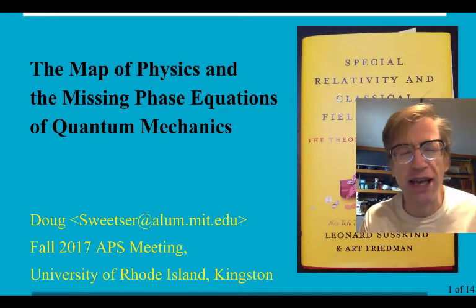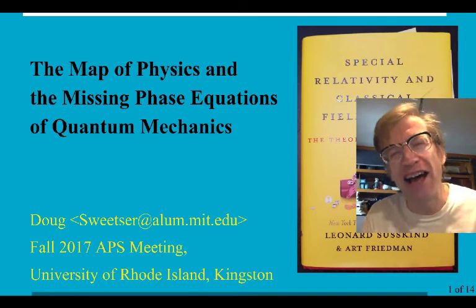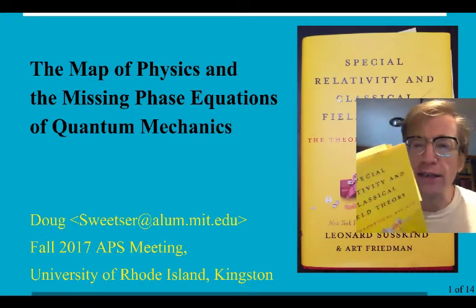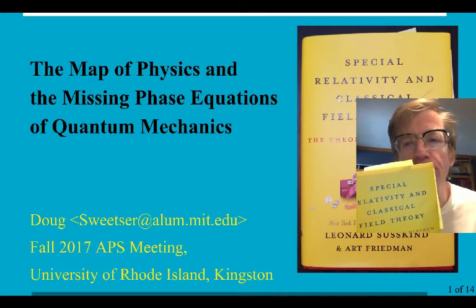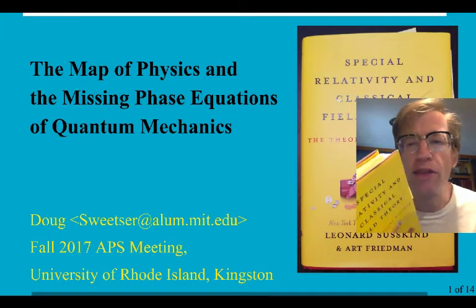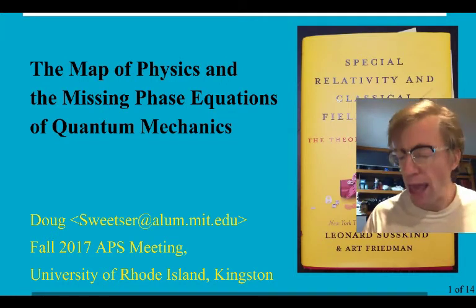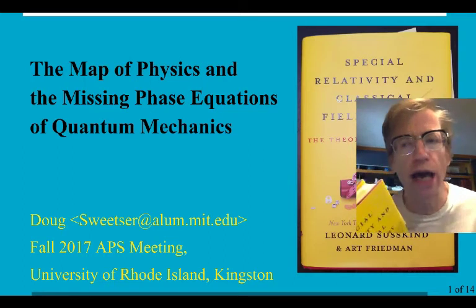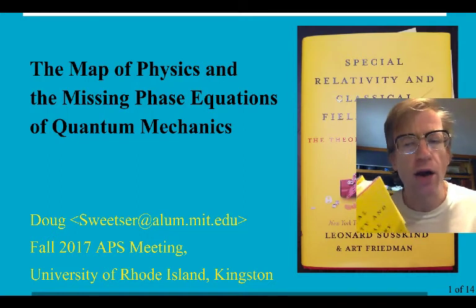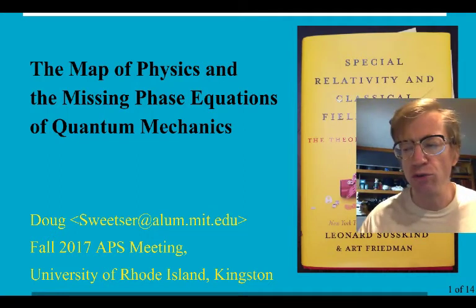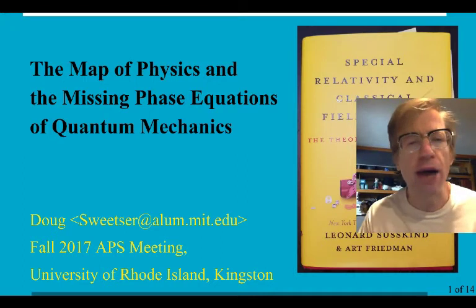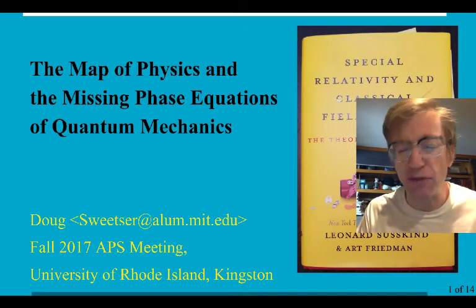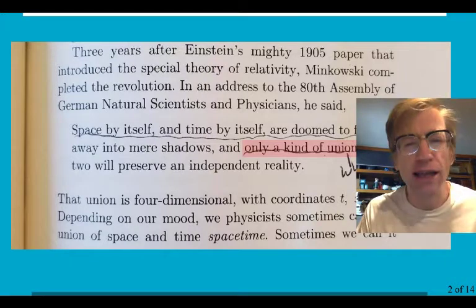And I only got around to the map of physics on the 10th slide because I had been so impressed with this very book, Special Relativity and Classical Field Theory by the Theoretical Minimum by Susskind and Friedman, because it made what I was working on so clear, how I was trying to do things related to physics and yet somehow extending them. So it really became 8 out of the first 14 slides featured comments like this one.